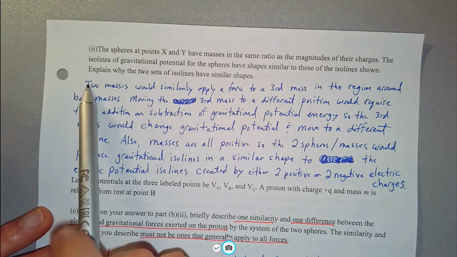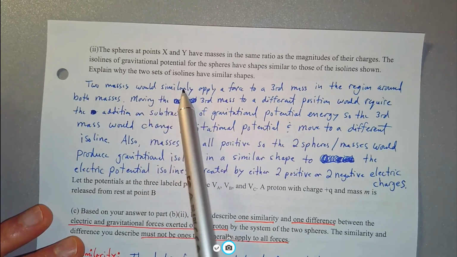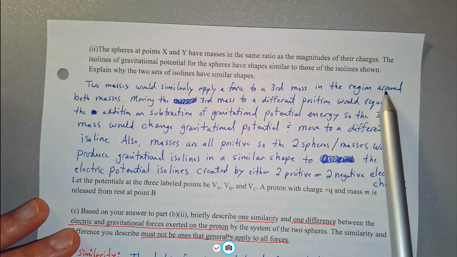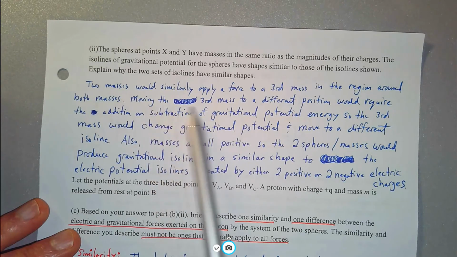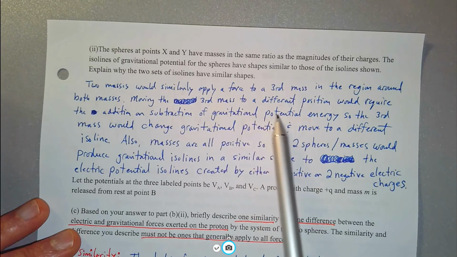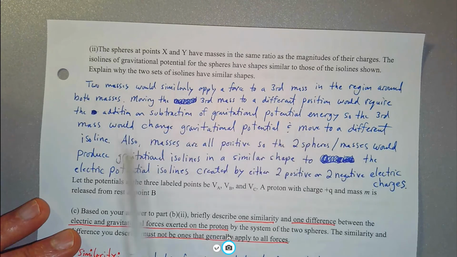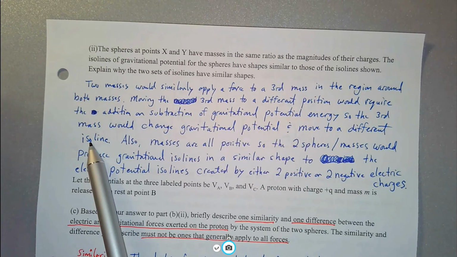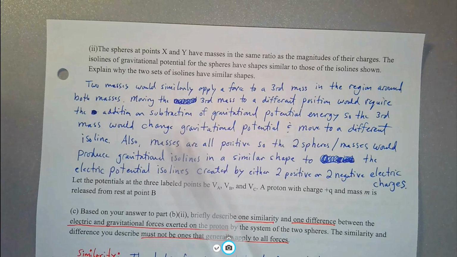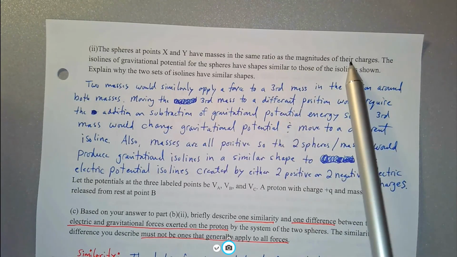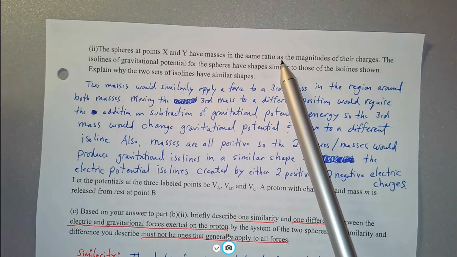So the way I'd answer that would be this. Two masses would similarly apply a force to a third mass in the region around both masses. Moving the third mass to a different position would require the addition or subtraction of gravitational potential energy, so the third mass would change gravitational potential and move to a different isoline. So we would expect to see different isolines around two masses. And since the ratio of the magnitudes of the masses is similar to the ratio of the size of the charges, since sphere y has more charge, that would represent an object with more mass.